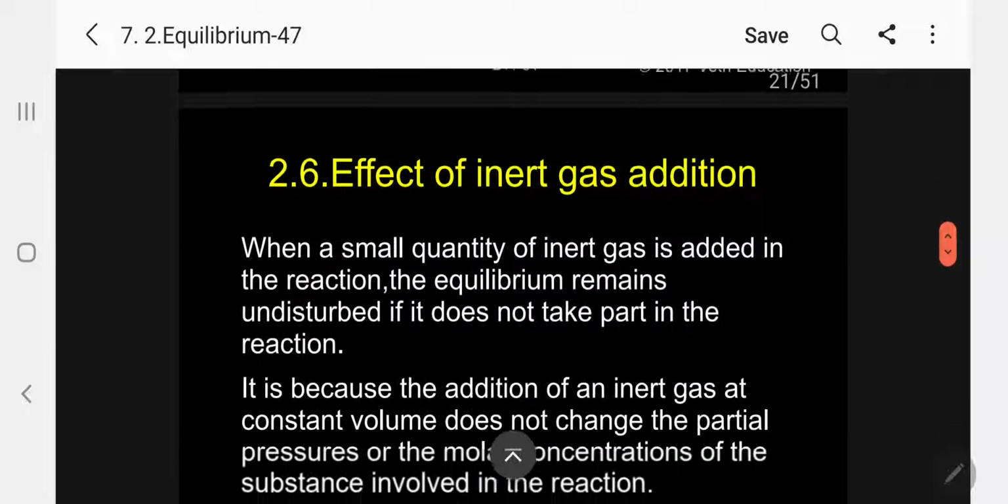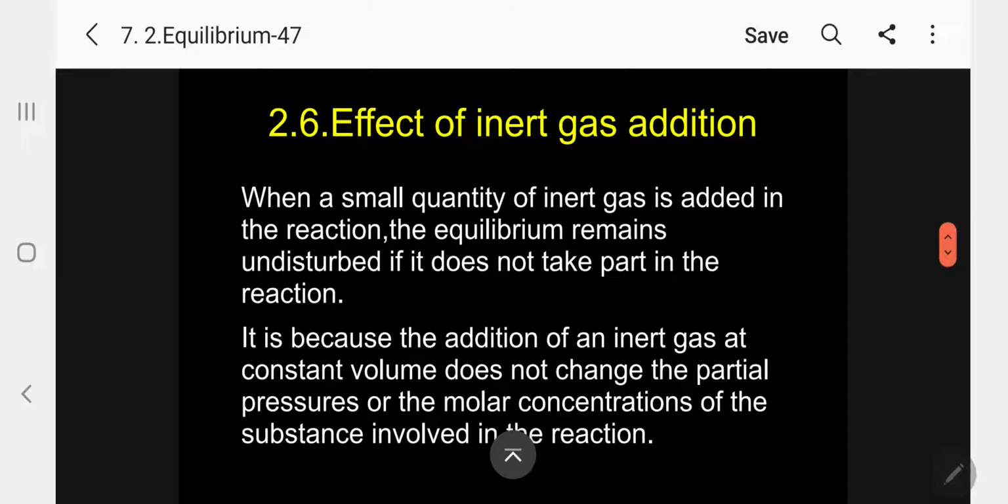Okay. Effect of inert gas addition. When a small quantity of inert gas is added to the reaction, the equilibrium remains undisturbed, provided it does not take part in the reaction. It is because the addition of inert gas at constant volume does not change the partial pressure or molar concentration of the substances involved in the reaction.